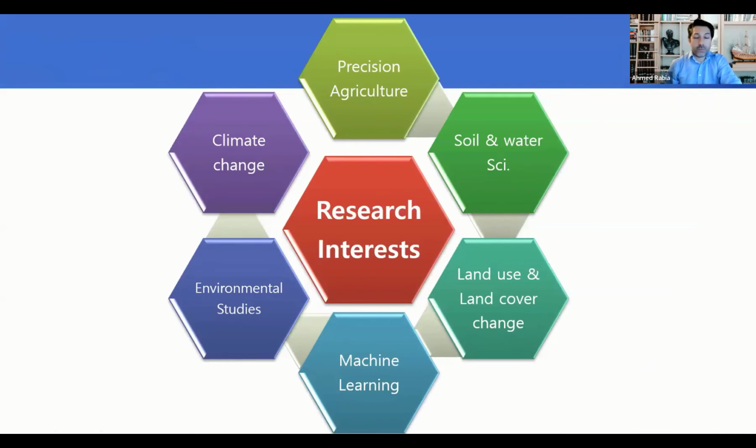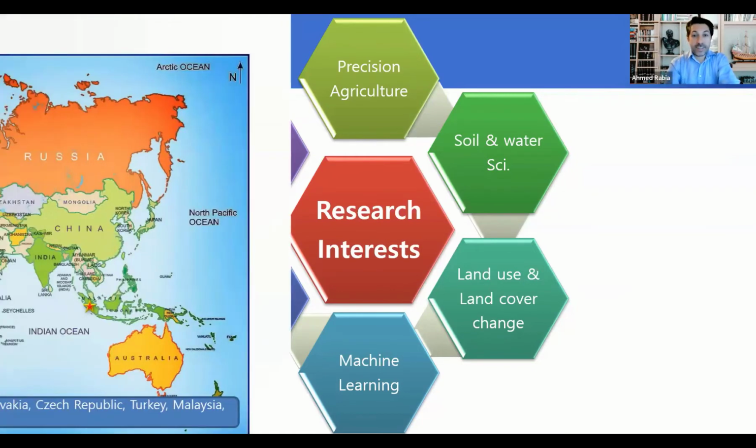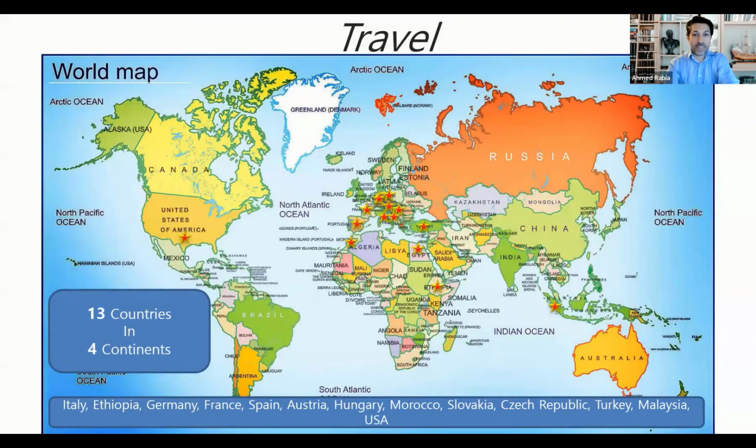Generally, I'm interested in precision agriculture, soil science, land use and land cover change, and I did a lot of research about this. Also environmental studies, climate change, and of course machine learning, introducing machine learning into the agriculture sector. I love traveling, so I traveled to many countries during the previous years, mostly in Europe during my PhD. So you can see the stars already, mostly in the middle part.